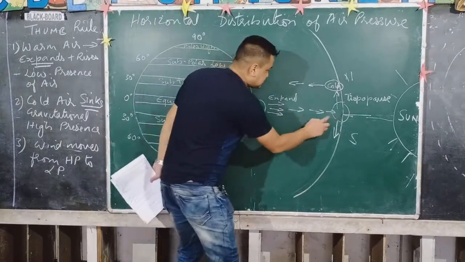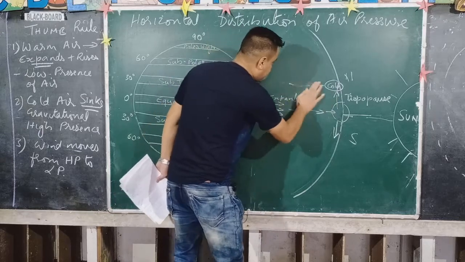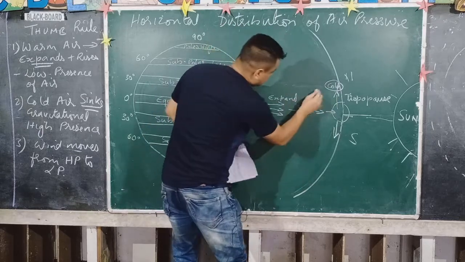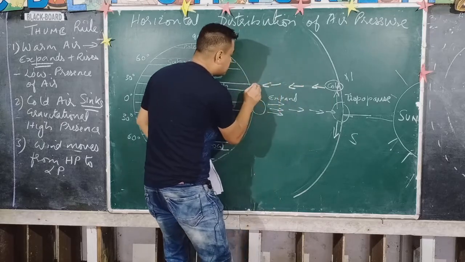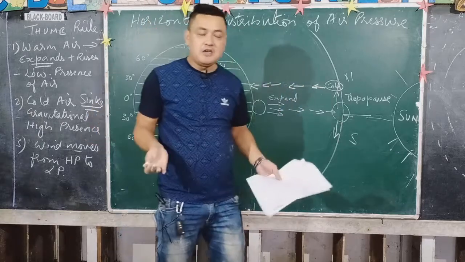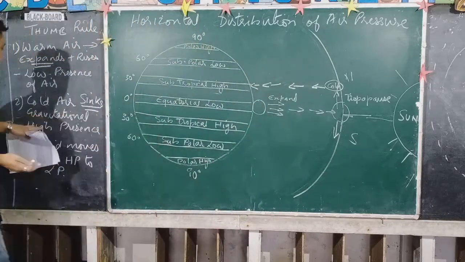Here you find the air is ascending. Here the air is descending. I am just dropping this arrow because it is on the wrong side. So when the air descends, it descends not only because the air is heavy, but due to the gravitational pull of the earth, or the gravitational force of the earth.